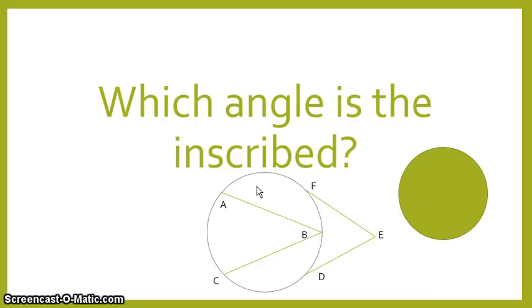Here's a quick question for you guys. I'm going to be having little questions for you after every vocab word. So which angle is inscribed? If you answered ABC, then you would be correct. It's inside of the circle here.